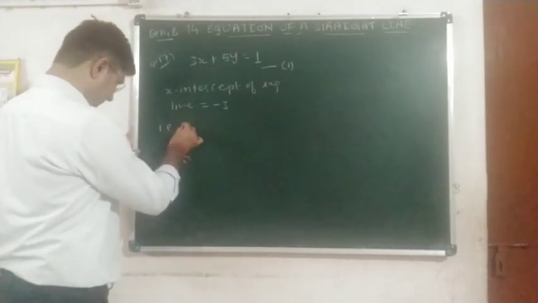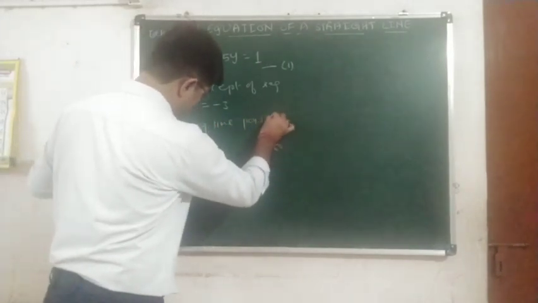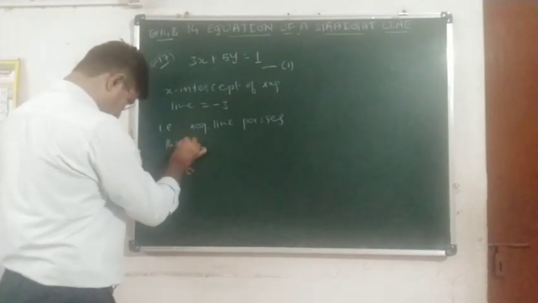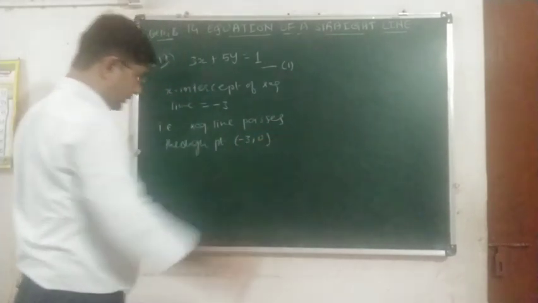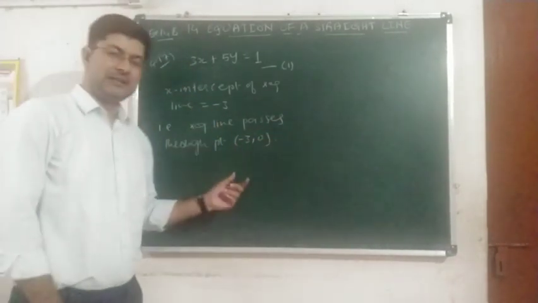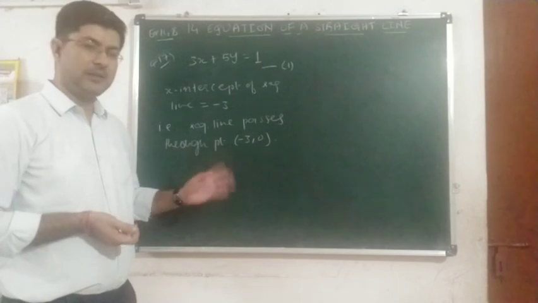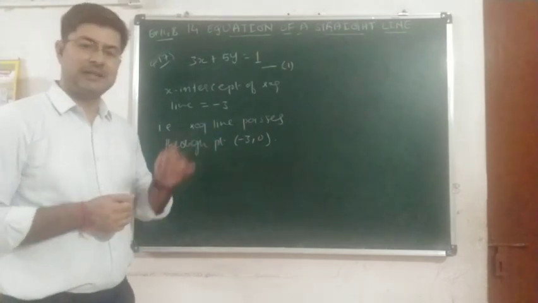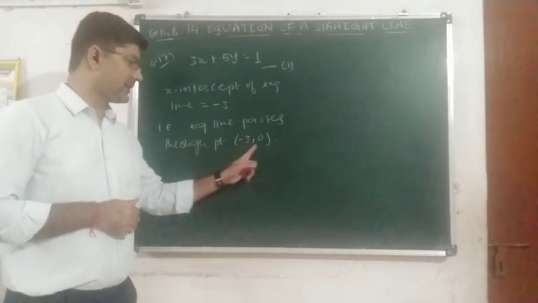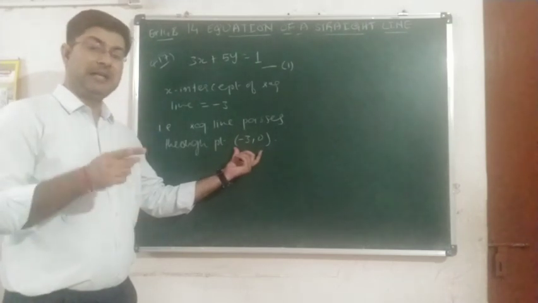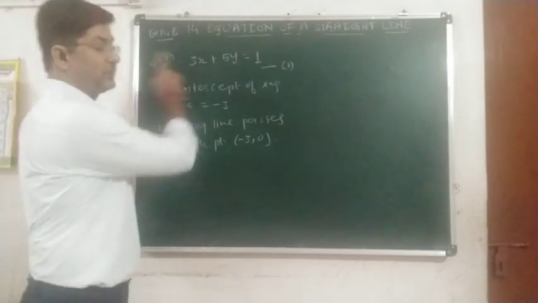That is, the required line passes through point -3, 0. Yes or no? If x-intercept is given as -3, that means we will take -3, 0 to be a point on the line. Similarly, if y-intercept -3 is given, then we can take 0, -3 to be a point on the required line. Clear? So we have -3, 0. This point lies on the required line, the answer line.